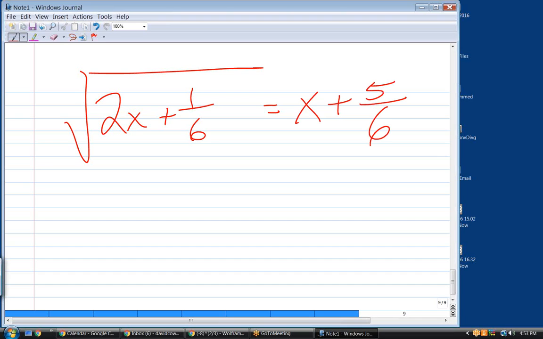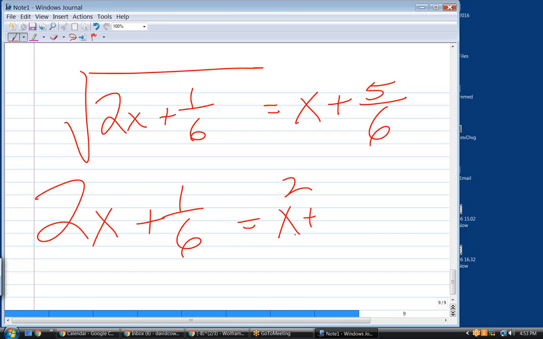What I'm going to do here as a first step is square both sides. What does the right side become? X squared plus 25 over 36. No, that's the most common mistake made in algebra, squaring a plus b and coming up with a squared plus b squared. That's not what it is.